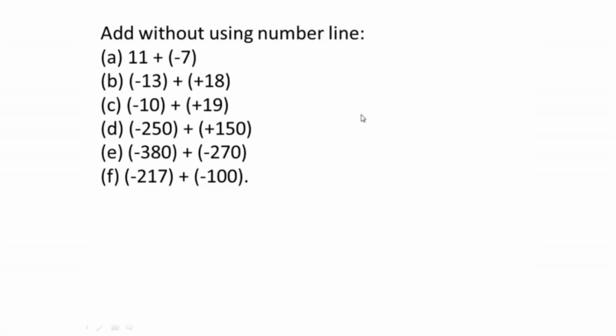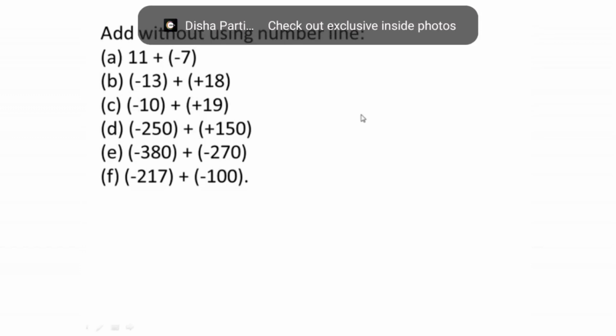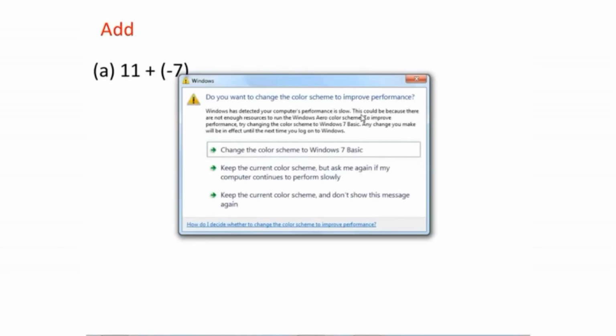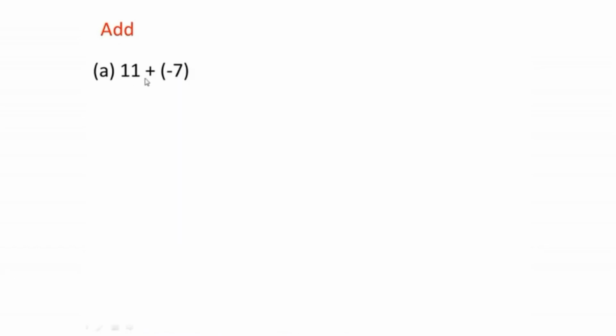Add without using number line. So 11 plus of minus 7, minus 13 plus 18, minus 10 plus 19, minus 250 plus 150, minus 380 plus of minus 270, minus 217 plus of minus 100. Using number line, it is very easy to understand. Now we are going to discuss without using the number line. Let's take the first one. 11 plus of minus 7.